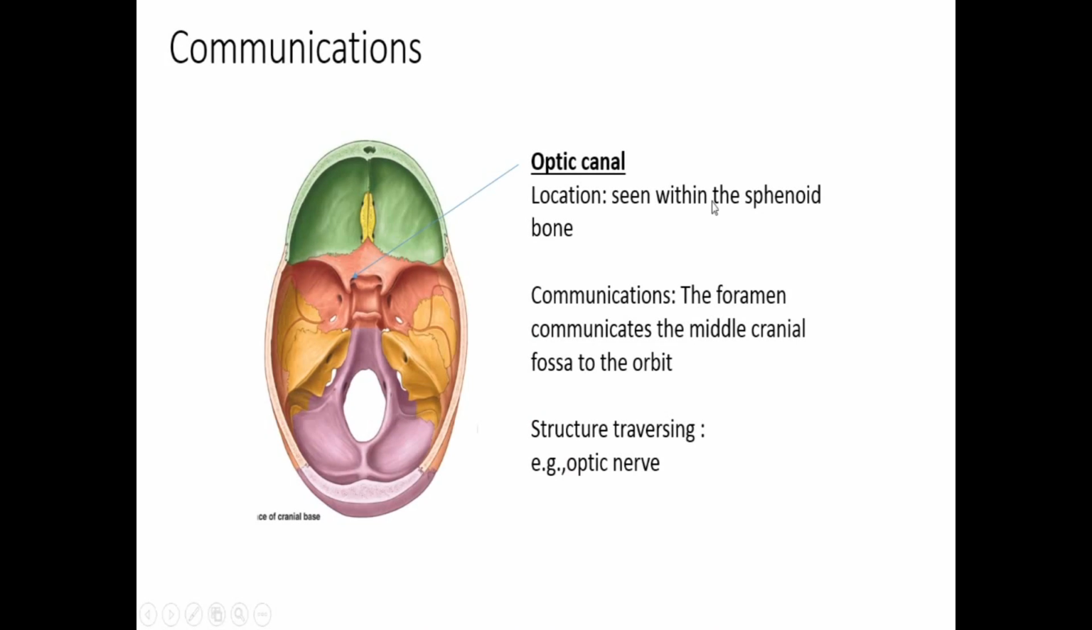You have just identified some of the foramina associated with the skull. Let's now look at the structures that traverse these foramina. So let's look at the optic canal first. You've already identified this foramen. You've seen that it's located within the sphenoid bone, and you've also identified that it communicates the middle cranial fossa to the orbit. The structure that passes through the optic canal would be the optic nerve.